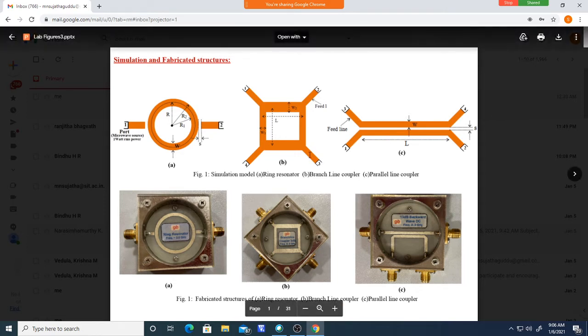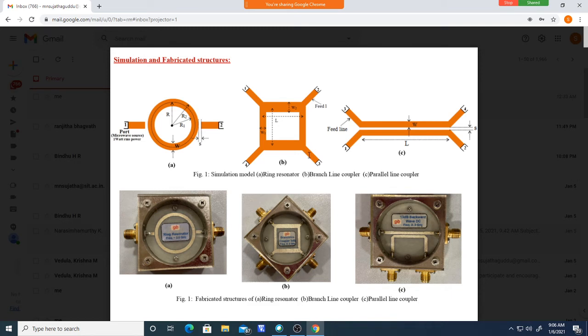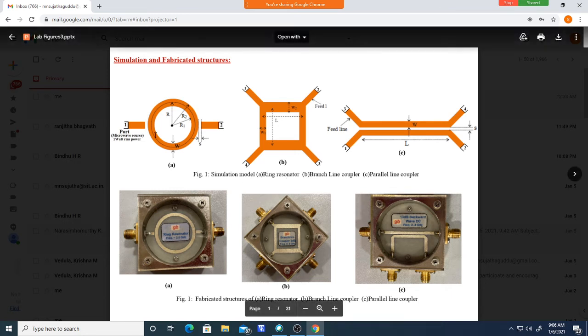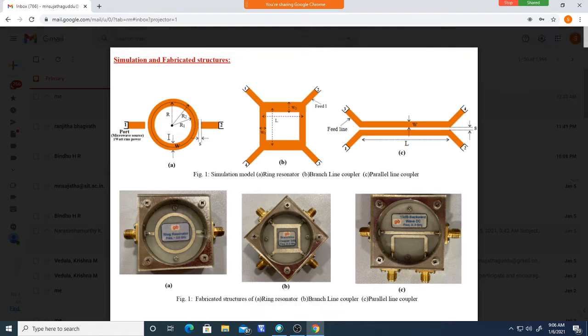These are the simulation models. But a simulation model may be anything; it is not practical. We cannot use it for an application. If you want to use a ring resonator in a communication system, we cannot use this. This is just a simulation. But we can verify whatever the practical device is. Once we fabricate this, using the structure we have simulated in the simulation tool, we can fabricate the same one like this.